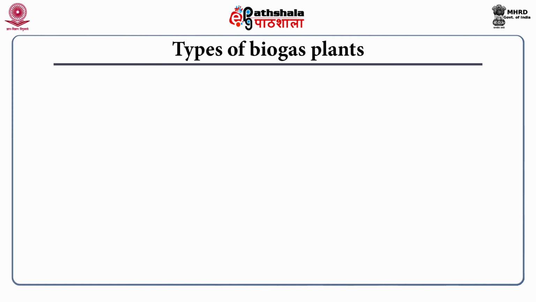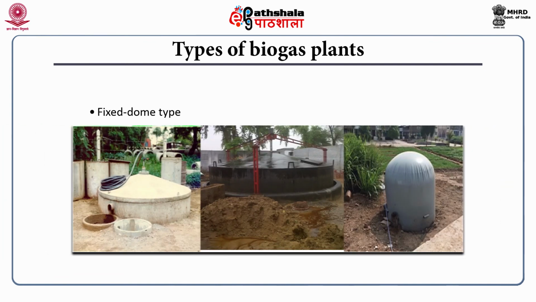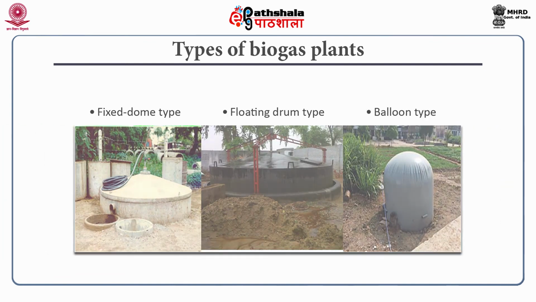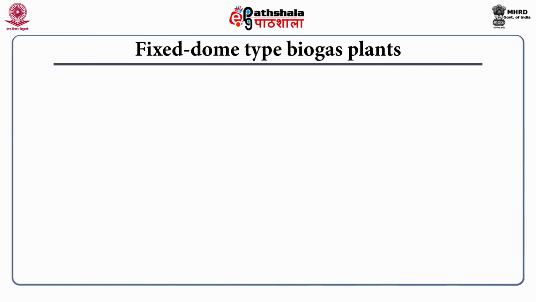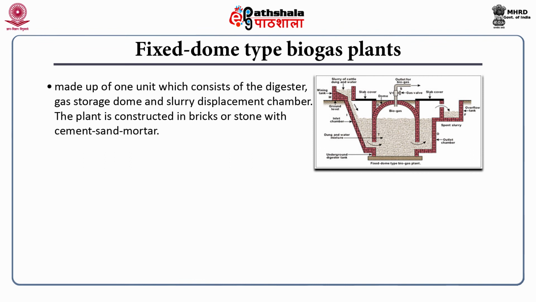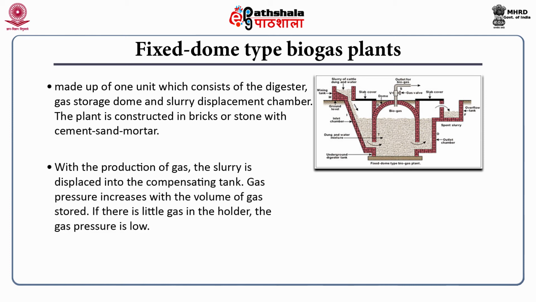Now, what are the types of biogas plant? The main types of biogas plant used in India are fixed dome, floating drum and the balloon type or bag type. Fixed dome type biogas plant: this type of biogas plant is made up of one unit which consists of the digester, gas storage dome and the slurry displacement chamber. The plant is constructed in bricks or stone with cement sand mortar. Here, the utmost care is required during its construction, especially during the internal plastering, to make the plant leak proof. In this plant, with the production of gas, the slurry is displaced into the compensating tank. You can see it in the figure.